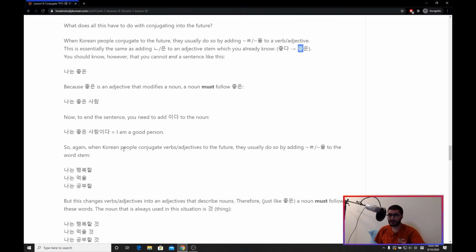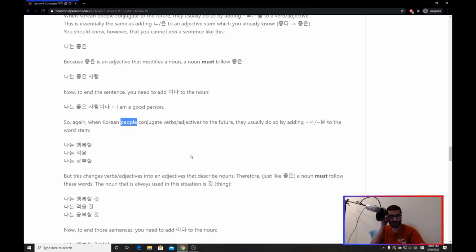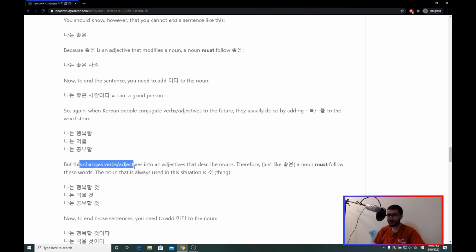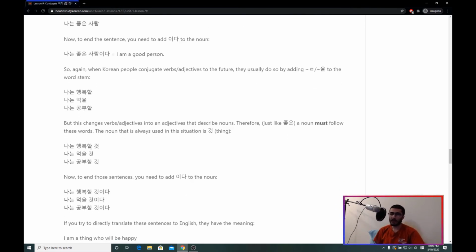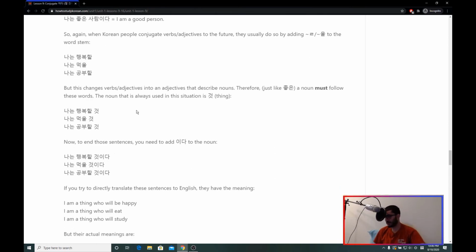So when you're conjugating the future tense, you add 리을 slash 을 to 행복할, 먹을, 공부할, and this changes the verbs and adjectives into adjectives that describe nouns. Therefore, just like 좋은, a noun must follow. So what are we going to follow after 행복할, 먹을, 공부할? We're going to add 것, thing. We talked about 것 a lot before.